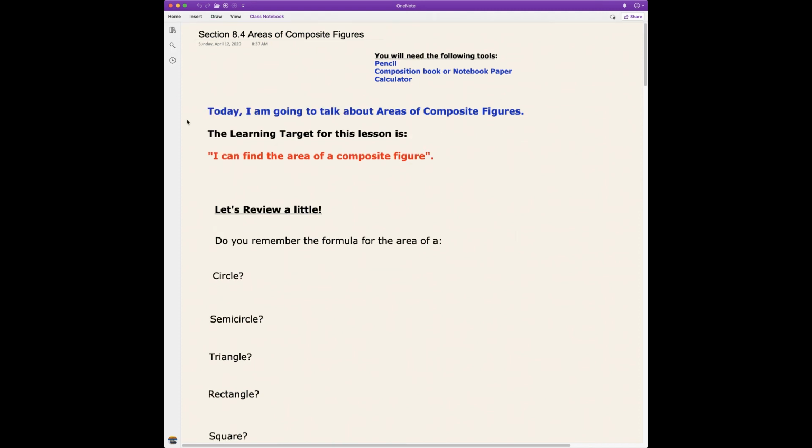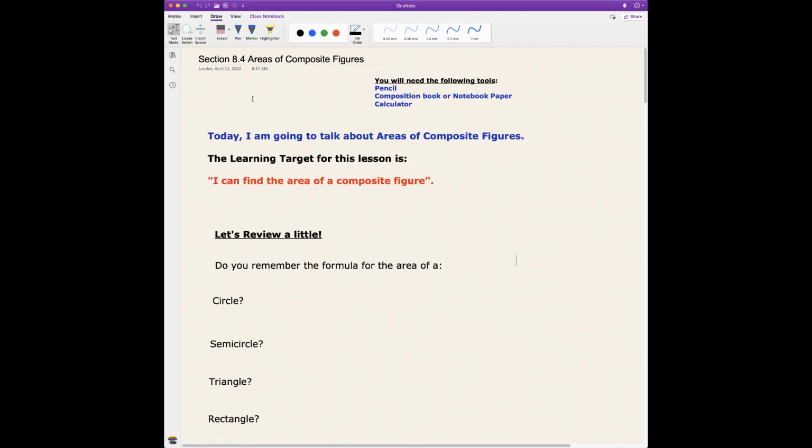Hey everybody, it's Mr. Odom here, and in this lesson I am going to cover section 8.4, areas of composite figures. This is the last section in chapter 8, so we'll be having a test in a week or so.